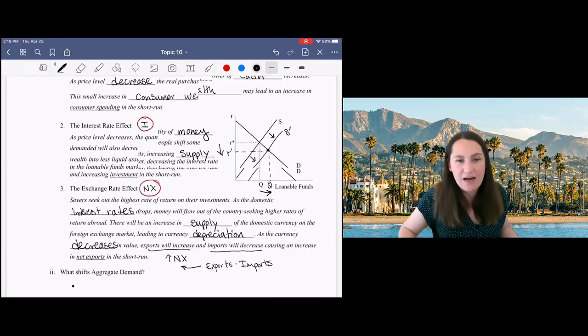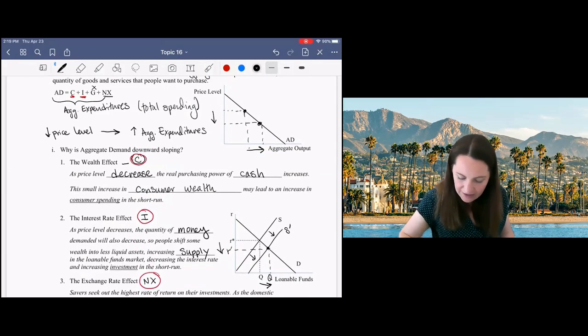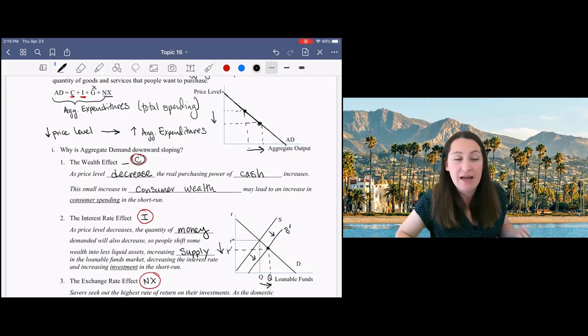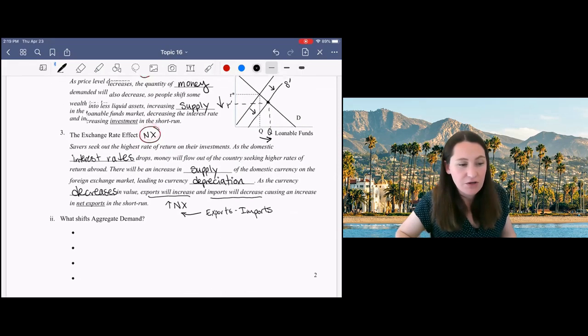What shifts aggregate demand? We talked about why aggregate demand is downward sloping, but what factors might cause it to shift? Well, any changes in one of these variables like C, I, G, or net exports, any changes in those variables that are not due to changes in price level would lead to a shift in the aggregate demand curve.